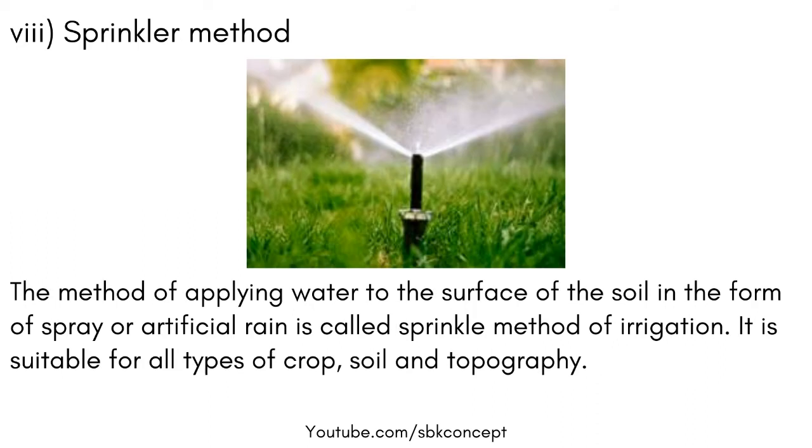Sprinkler method. The method of applying water to the surface of the soil in the form of spray or artificial rain is called sprinkle method of irrigation. It is suitable for all types of crops, soil and topography.